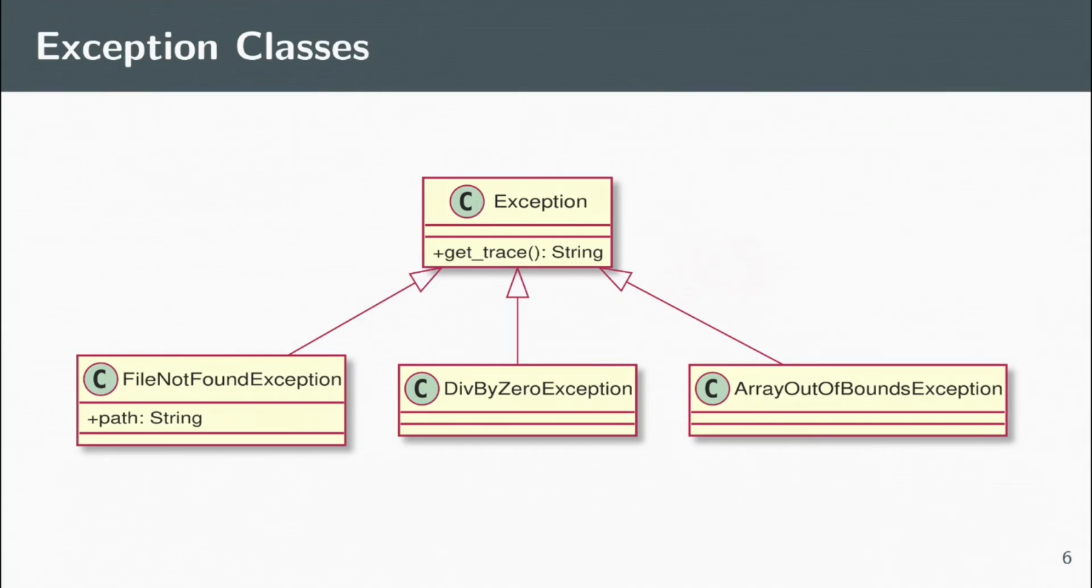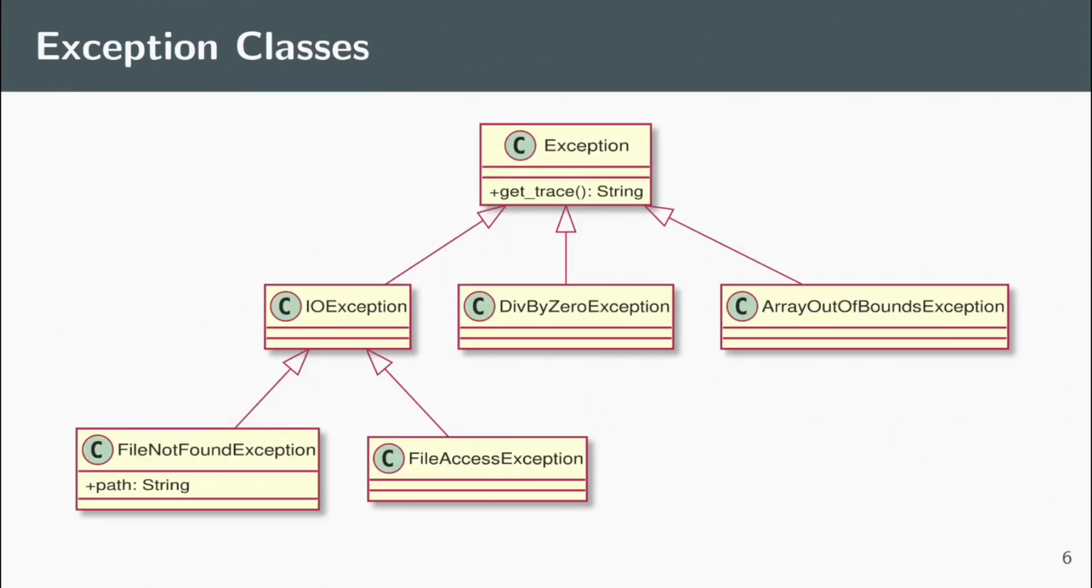This common exception class could, for example, define a getTrace method, which is then inherited, and special types of exceptions, such as the file not found exception, might have other attributes, such as path, which stores the file path that was inaccessible. You can, of course, have a deeper hierarchy of exception classes. For example, you could have two different types of input-output exceptions, file not found, as well as file access exceptions. This mechanism, of course, also allows you to create your own exceptions simply by subclassing the appropriate class.